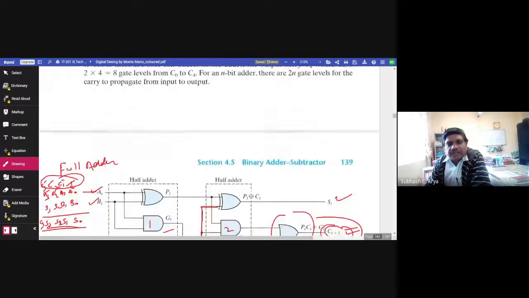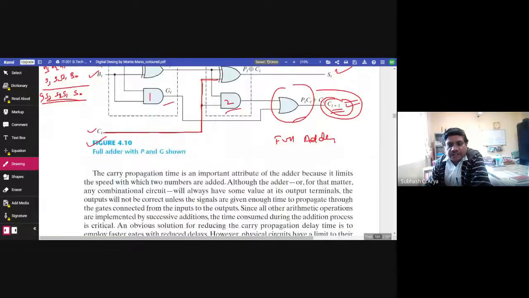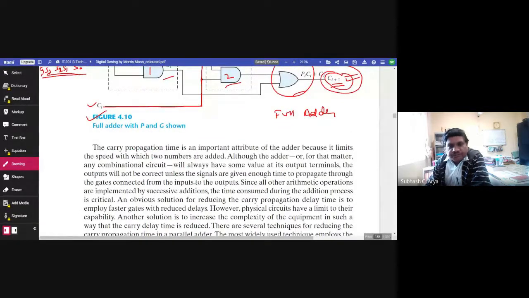So this is what is mentioned here. The signal from the input carry Ci to the output carry Ci plus 1 propagates through an AND gate and an OR gate, which constitute two gate levels. If there are four full adders in the adder, the output carry C4 would have 2 multiplied by 4, that is 8 gate levels from C0 to C4. For an n-bit adder, there are 2 multiplied by n gate levels for the carry to propagate from input to output. That is the issue that makes your circuit slower.